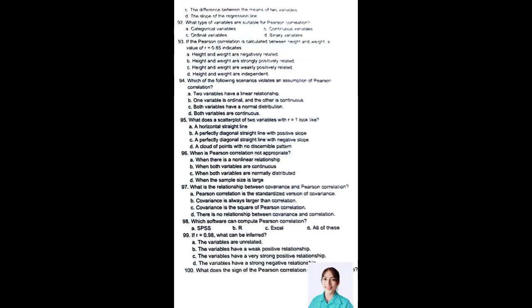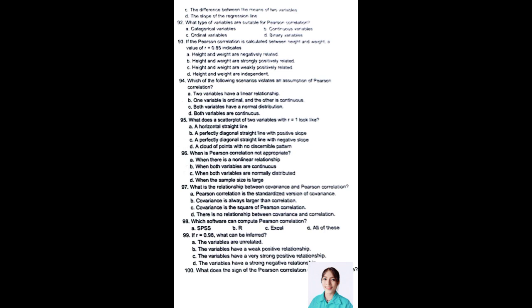Number 92 is, what type of variables are suitable for Pearson correlation? The type of variables suitable for Pearson correlation is continuous variables. Number 93 is, if the Pearson correlation is calculated between height and weight and the value of r is equal to 0.8, it indicates that height and weight are strongly positively related. So that's option B.